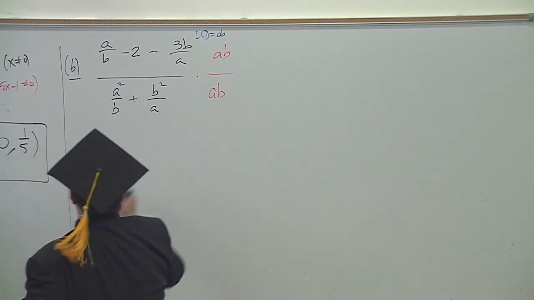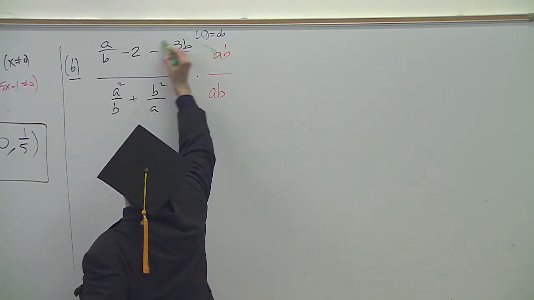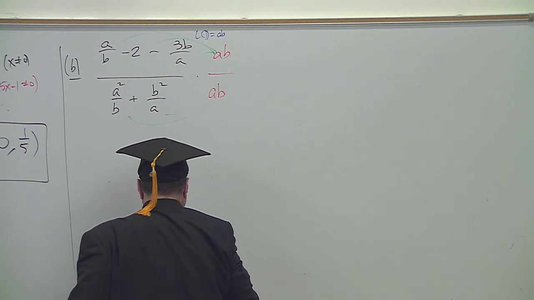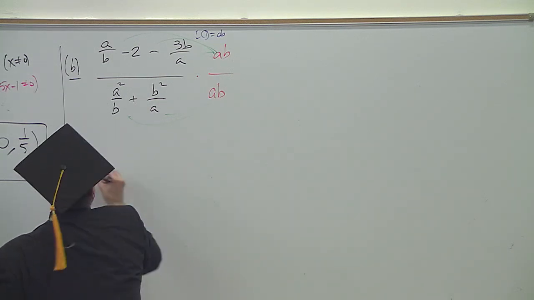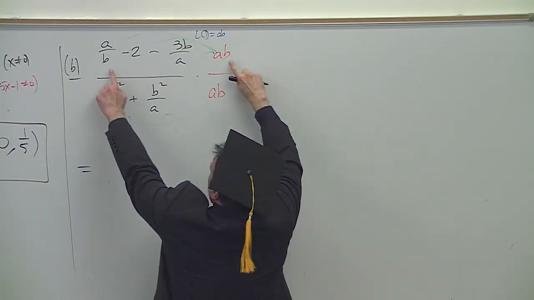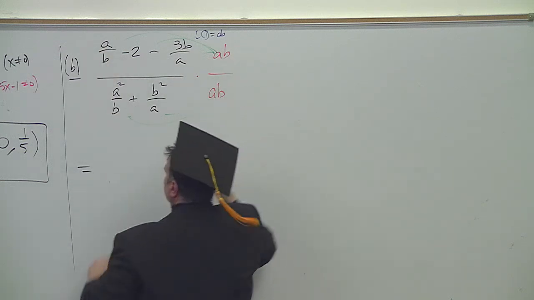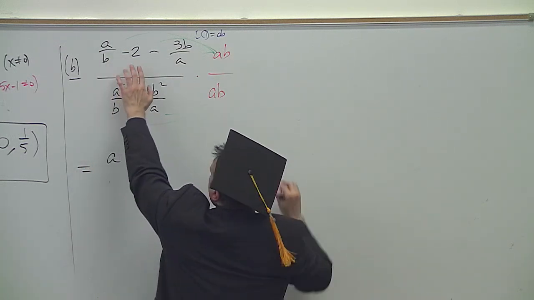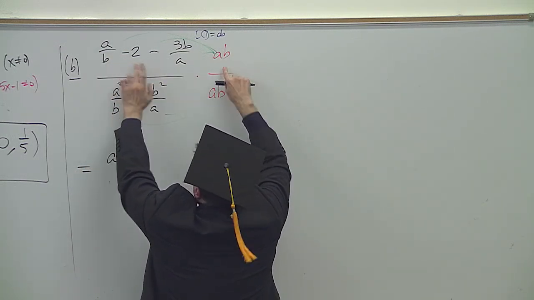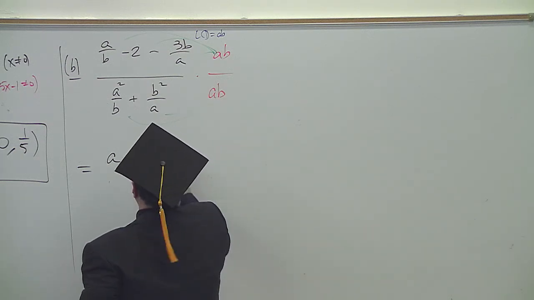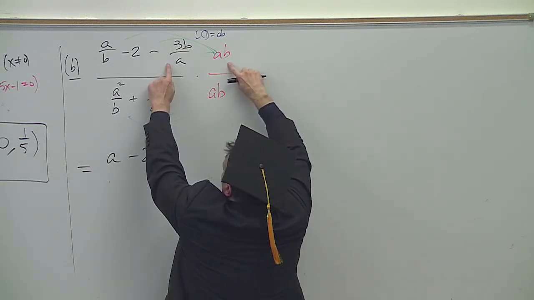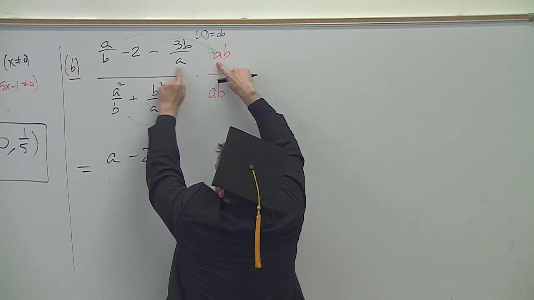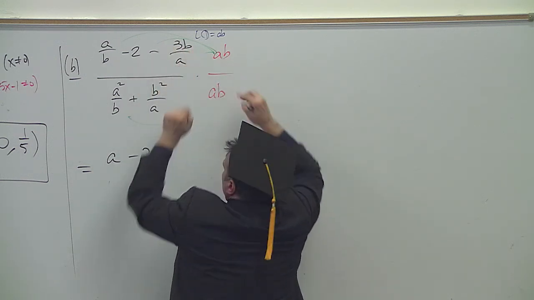As before, that requires lots of distributing. And that will yield, in the first multiplication, the b's cancel, leaving a. In the second multiplication, nothing cancels. We get minus 2ab. In the third multiplication, the a's cancel, leaving minus 3b squared.